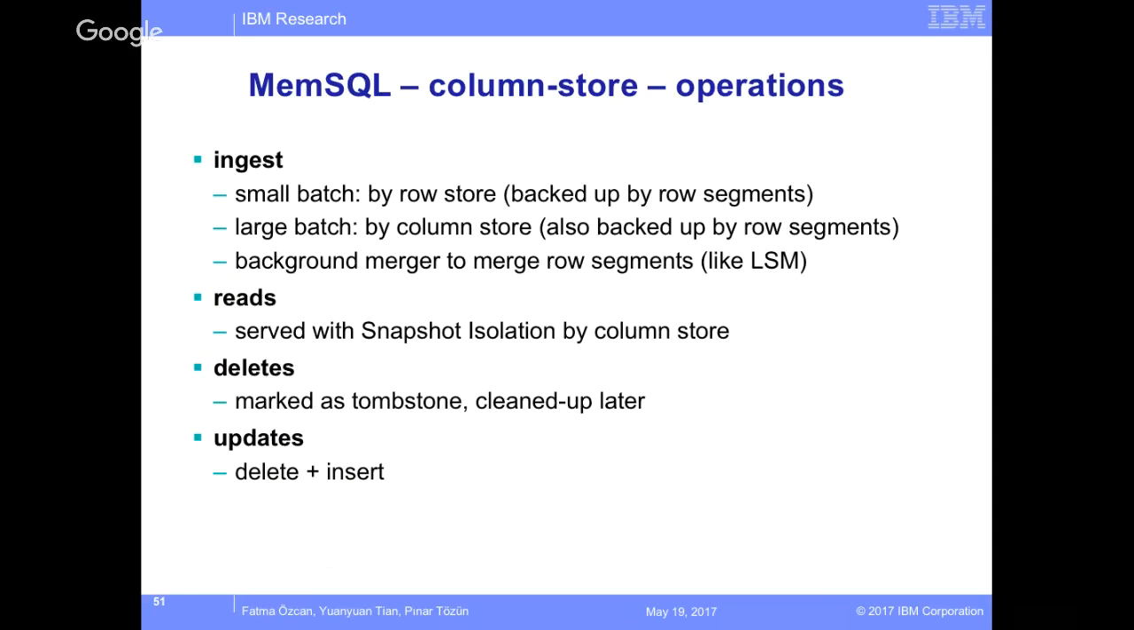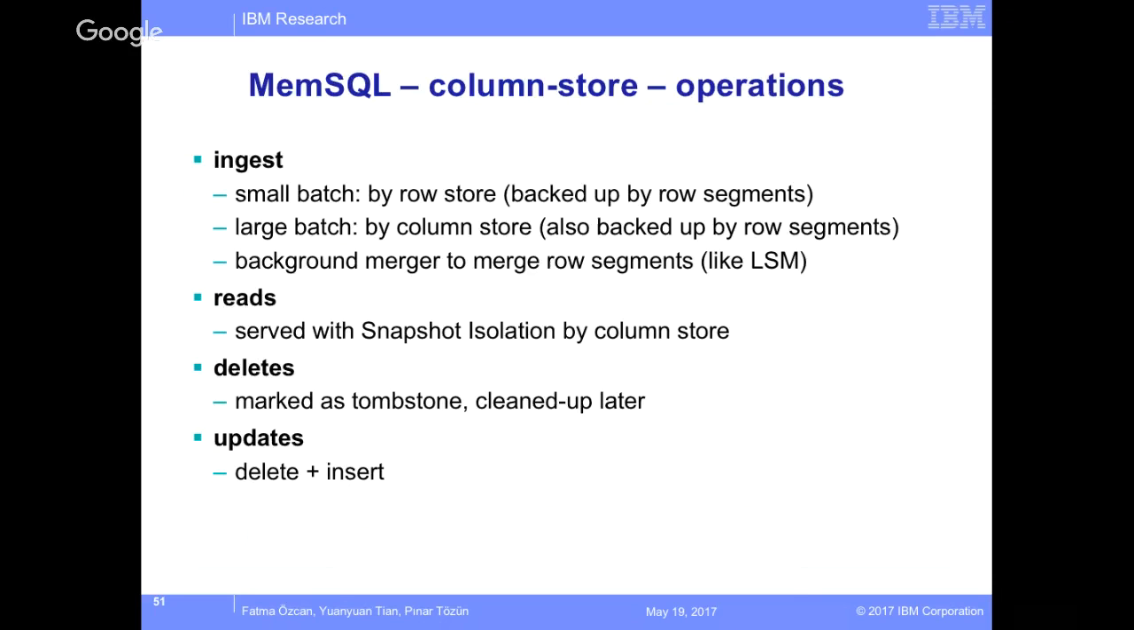As for operations on this column store, if you have a small batch ingest, it's usually not efficient to do that on a column store, so they use the row store code base for this, even though the data structure underneath is still row segments. If you have a large batch, it goes directly to the column store portion. And again, in the background, these two portions are merged periodically.